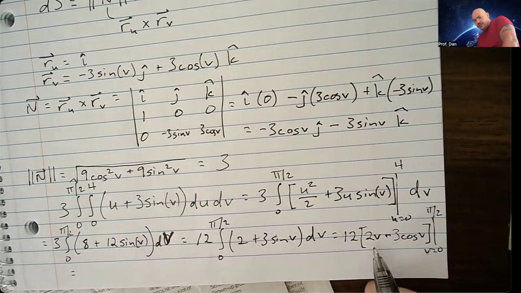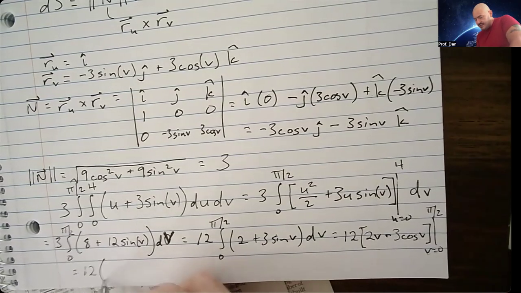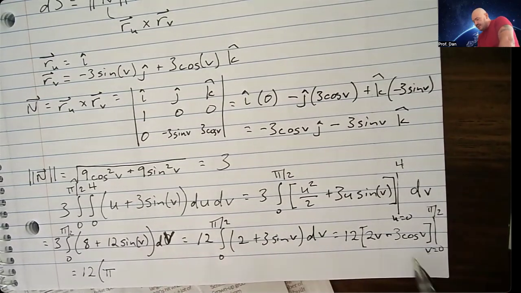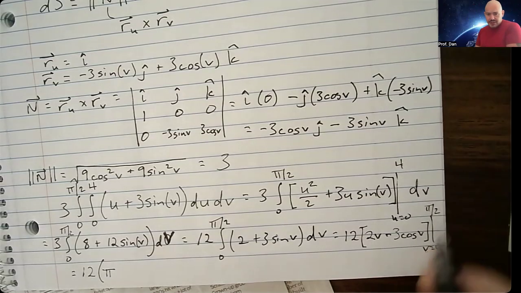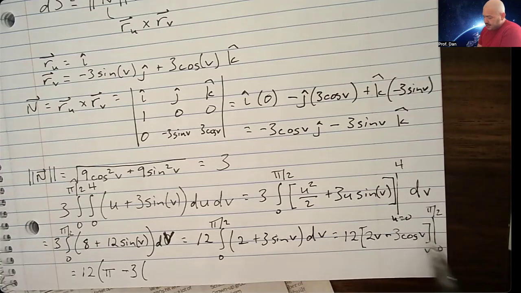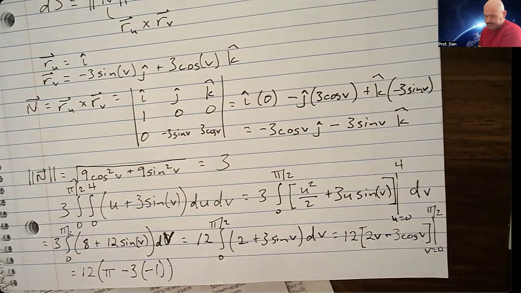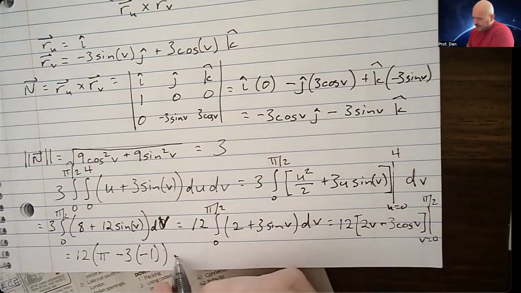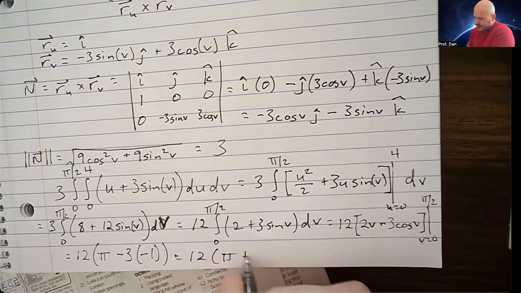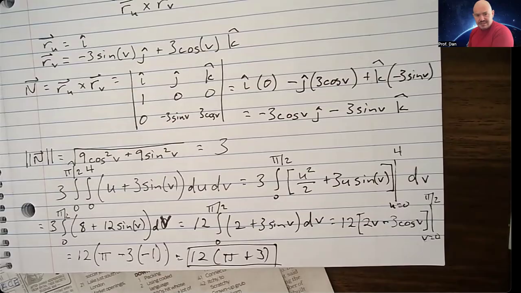Looking at the first term, if I plug pi over 2 in, I get pi. If I plug 0 in, I get 0. So we get 12 on the outside, pi. Now let's look at the second term. If I plug pi over 2 in, I get 0. So minus 3 times 0 minus, and then if I plug 0 in, I get 1. So I end up getting 12 times pi plus 3. And that's the answer.